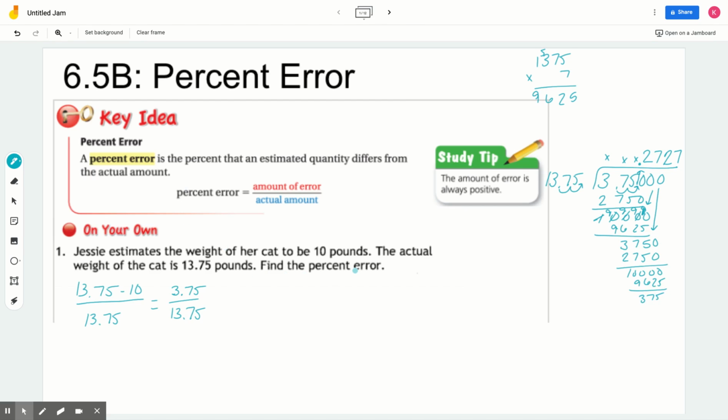Now, we need to find the percent error. So unless otherwise specified, always round to the nearest tenth of a percent. So we change the decimal to a percent by moving it 2 places to the right. And when we go to round, we look at the second place behind the decimal, and the 7 tells us to get bigger. So it is approximately a 27.3% error.